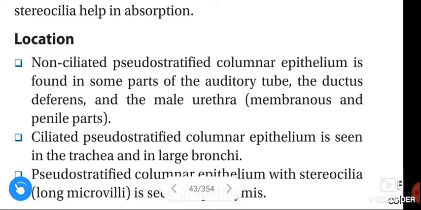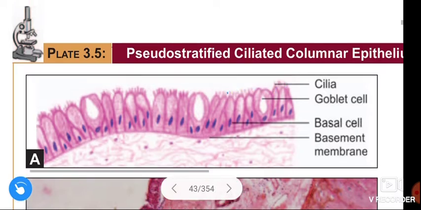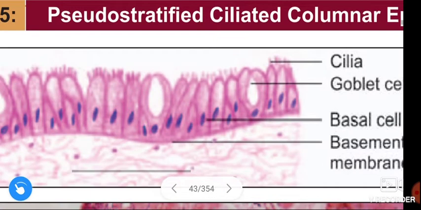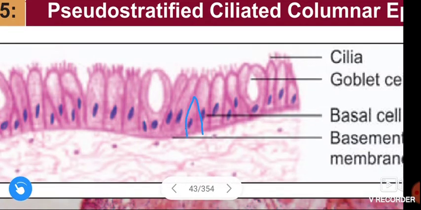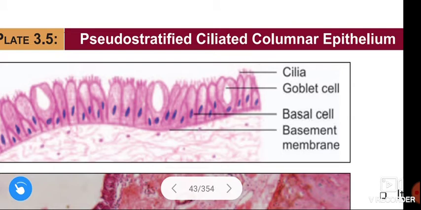Coming to the figure, this is the diagrammatic view of the pseudostratified ciliated columnar epithelium. See this figure. This is the cilia, and this is the goblet cell. These are the basal cells, and this is the basement membrane. These are the parts in pseudostratified ciliated columnar epithelium.